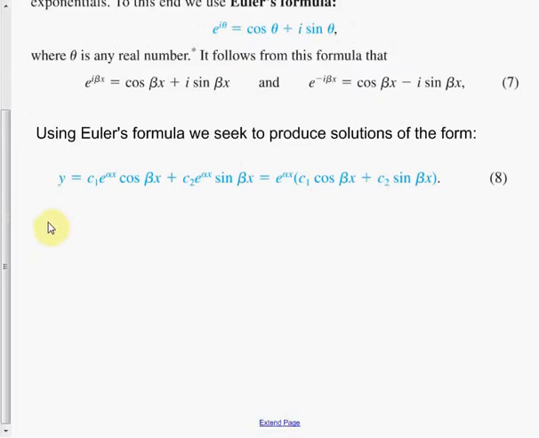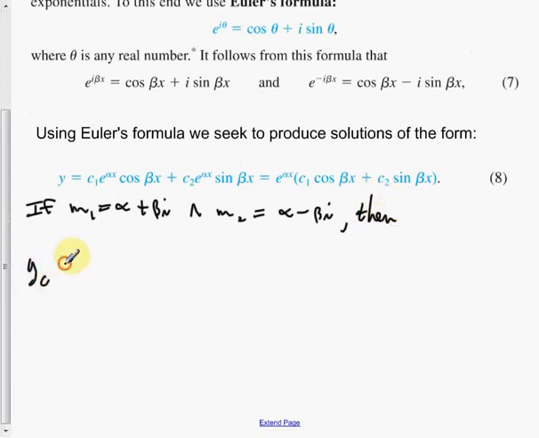So here's what we have. If m sub 1 is equal to alpha plus beta i, and m sub 2 is equal to alpha minus beta i, then y sub c is said to be c sub 1 times e to the alpha plus beta i, excuse me, parentheses times x, plus c sub 2 times e to the alpha minus beta i times x.